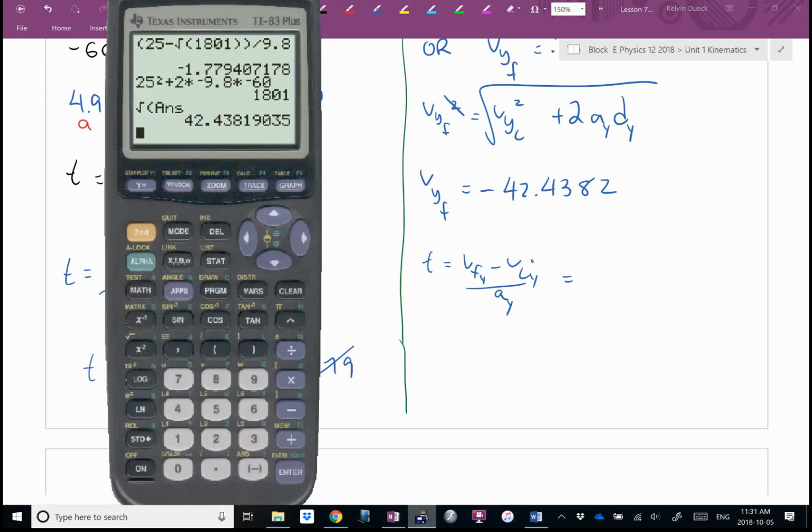So it's going to be negative answer button. Minus 25 divided by negative 9.8. But you'll also notice, because I've used my answer button, I get exactly the same time value, even to the 10th decimal place, that you did with your quadratic solvers. We've done the quadratic equation in chunks without noticing it. 6.881447.